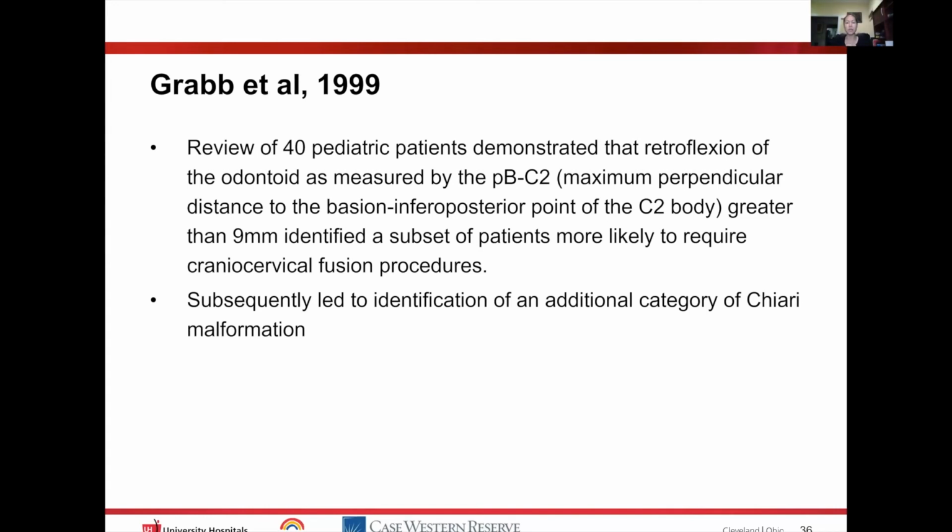So this was way back. This was the original thought of there's something that we're missing. And there were 40 pediatric patients, and they all were noted to have a retroflexion of their dens. And this is a PBC2 line. So this is one of the measurements that we do in Chiaris. And all of them were over 9 millimeters. And these kids, after Chiari decompression, were these kids that ended up needing craniocervical fusions. So occipitocervical fusions. And so this really led us to an identification of another category of Chiari.